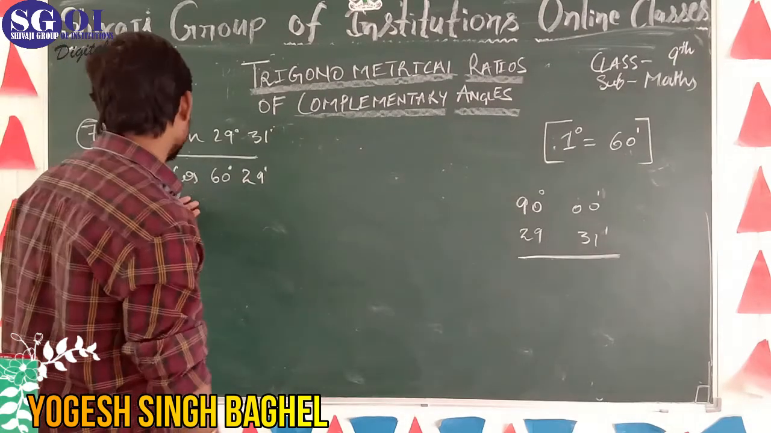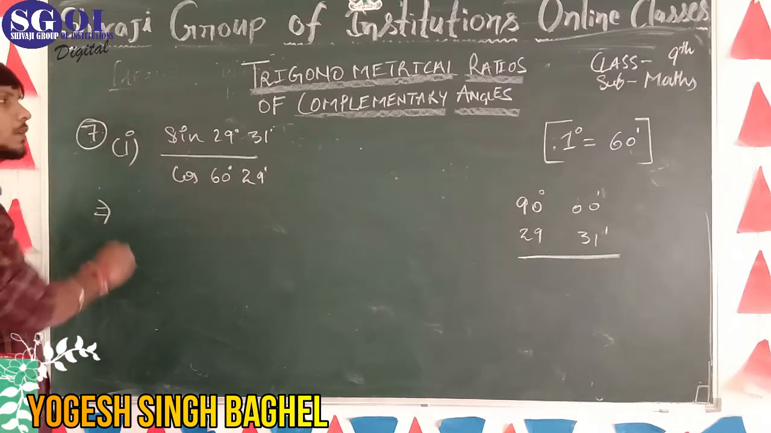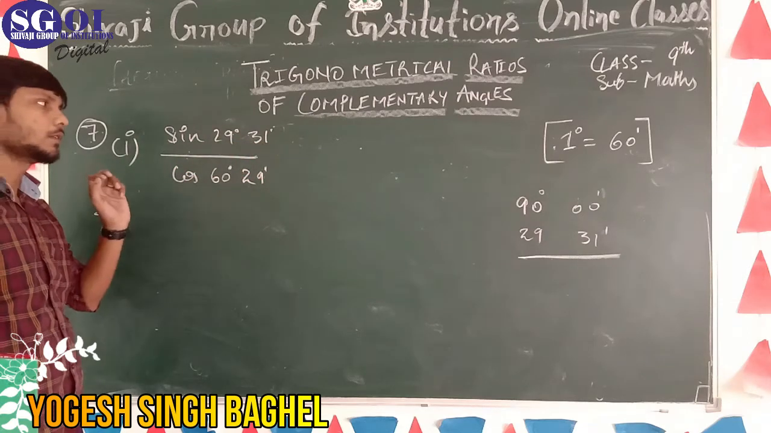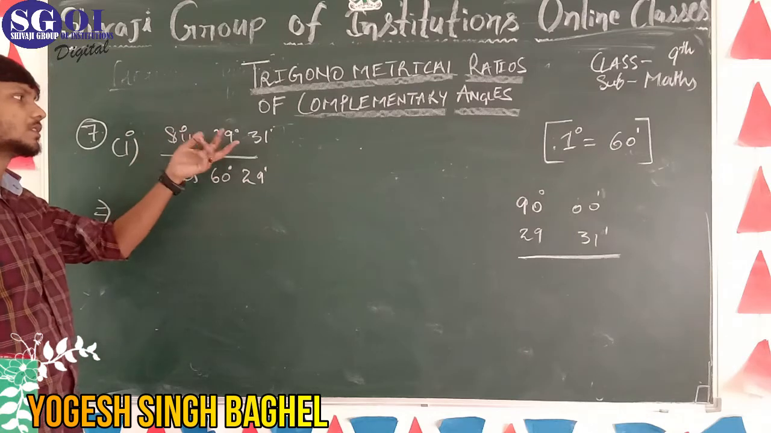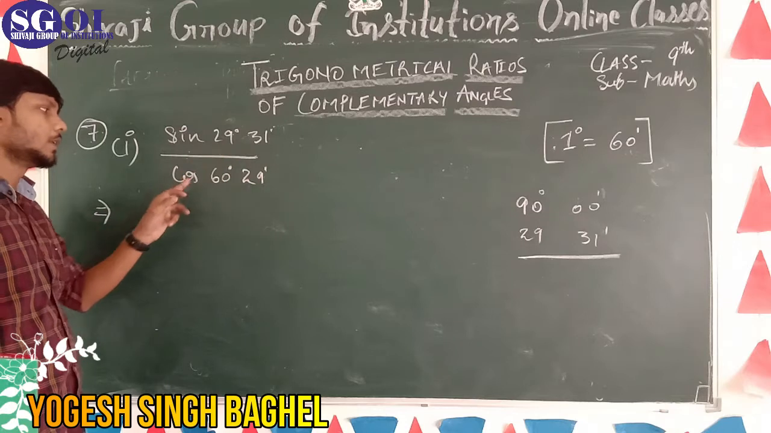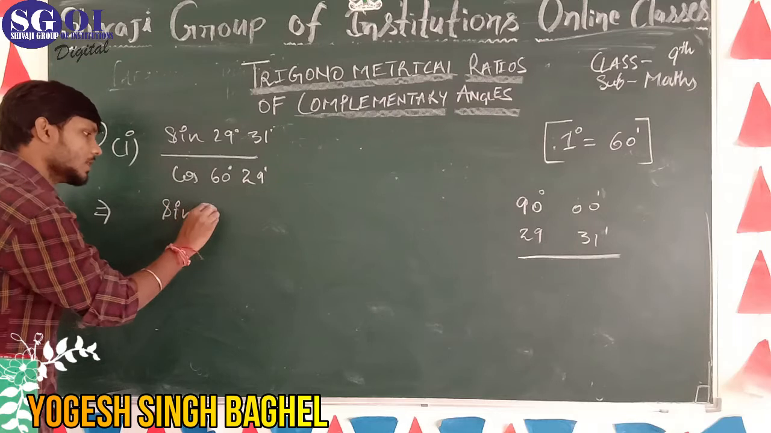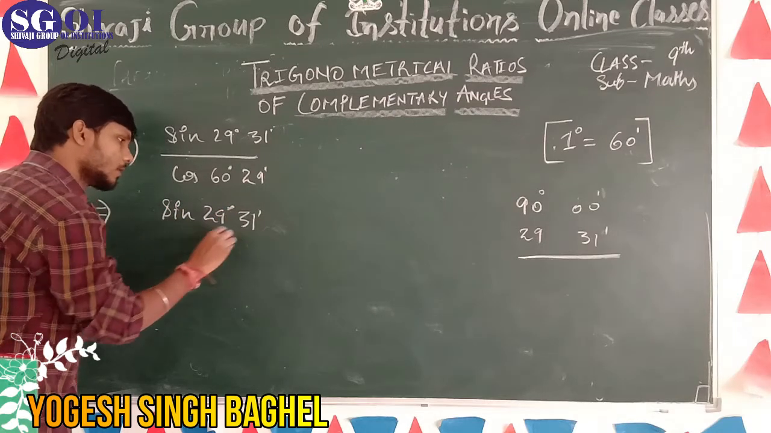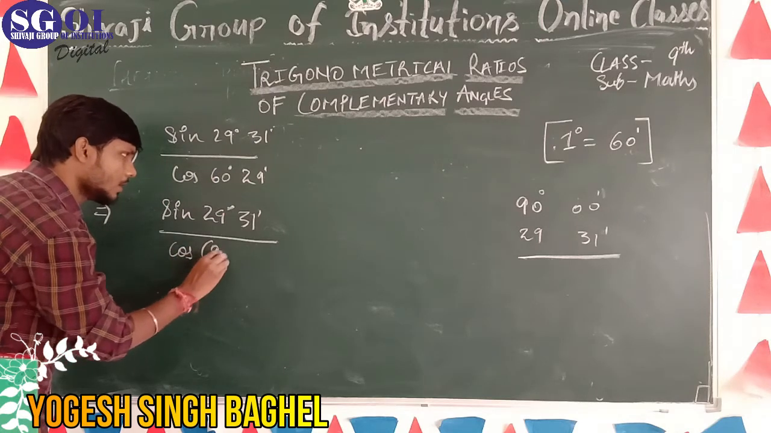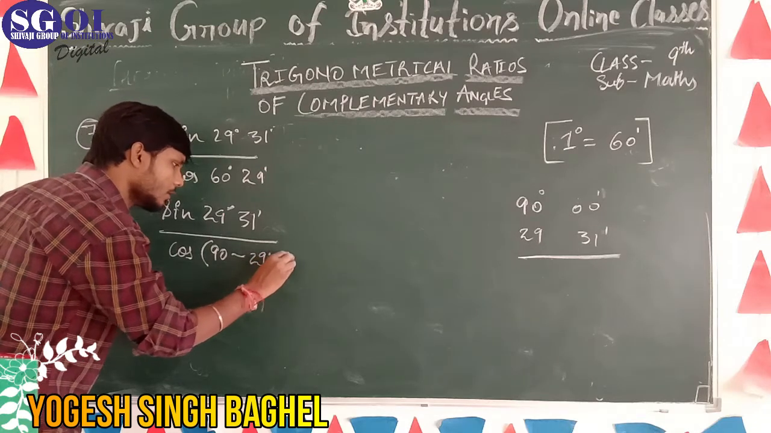Let's see the first part of question 7, in which sin 29 degree 31 minutes upon cos 60 degree 29 minutes is given. Now, how to replace this angle? Here I am going to replace cos 60 degree 29 minutes. So we can write it as cos(90 minus 29 degree 31 minutes).